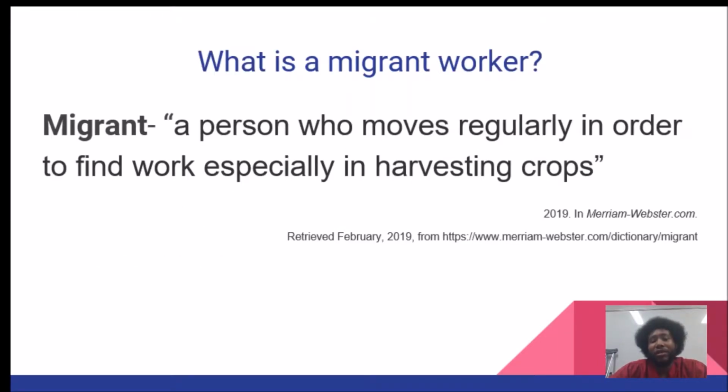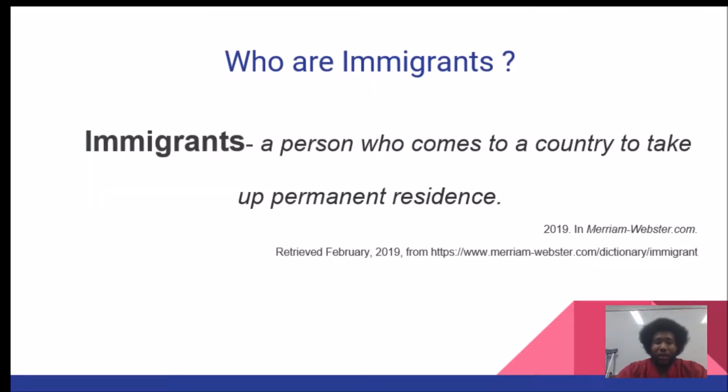So what is a migrant worker? A migrant is a person who moves regularly in order to find work, especially in harvesting crops. Who are immigrants? An immigrant is a person who comes to a country to take up permanent residence, potentially also to seek a better way of life from their current position.